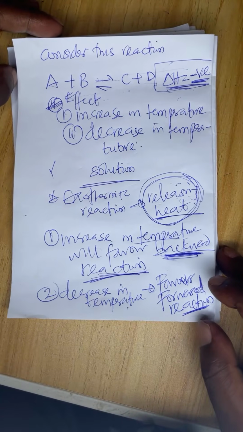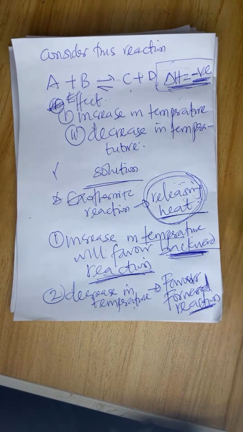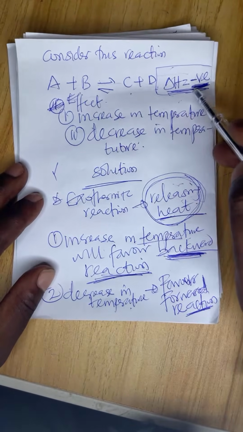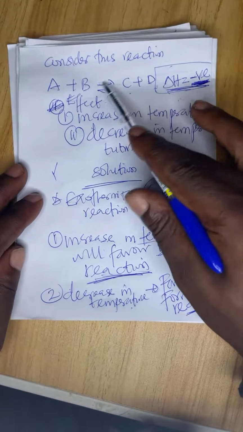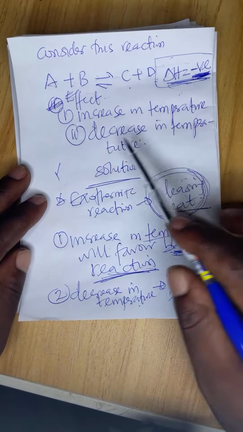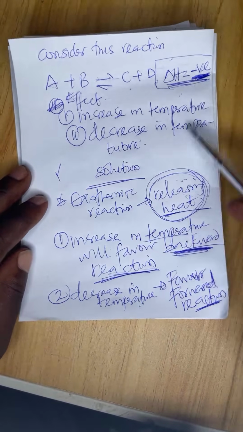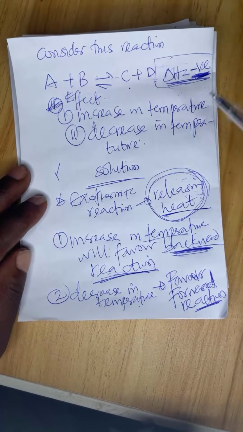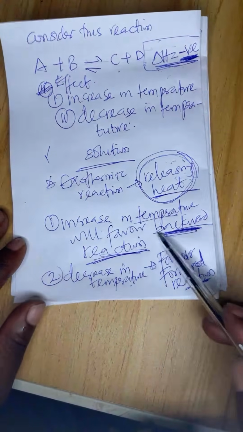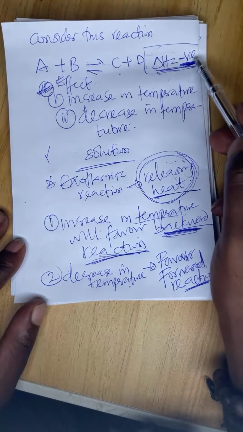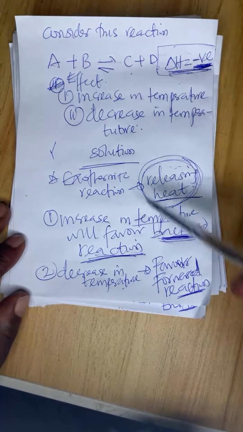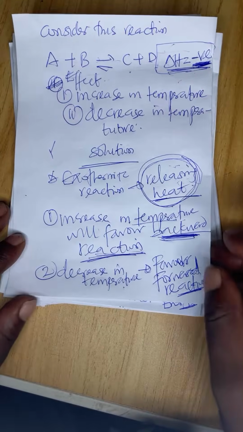Anyways, the reaction is exothermic. It is releasing heat. Now, if you increase the temperature of a reaction that is normally releasing heat, you are not favoring forward reaction. So you favor backward reaction because the reaction itself is releasing heat. Number 2, decrease in temperature. Because the reaction is releasing heat, the only way you can favor it is to decrease the temperature. Increase in temperature will favor backward reaction. It will not favor forward because the reaction normally is releasing heat.